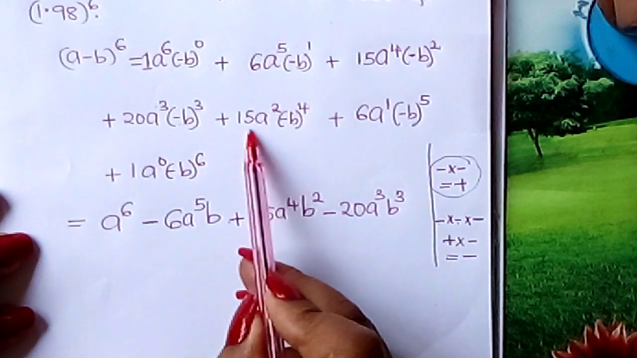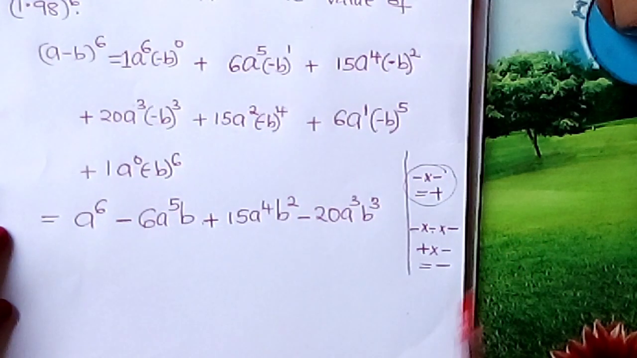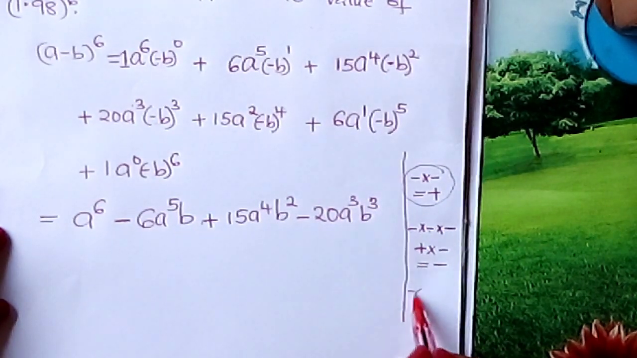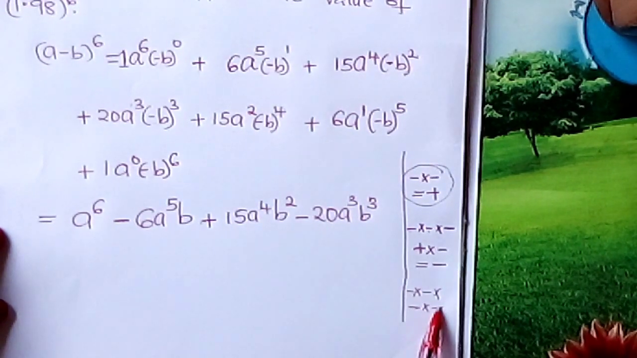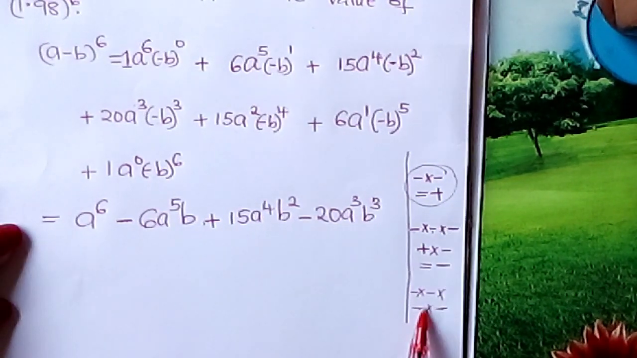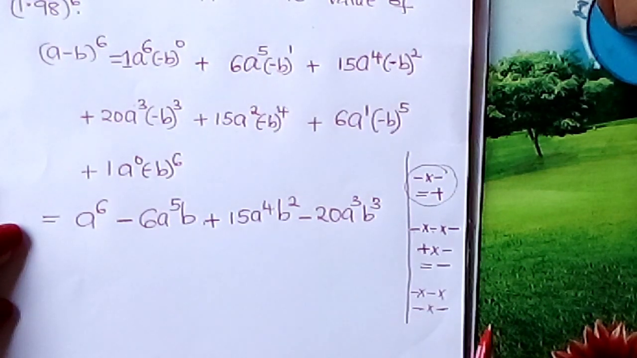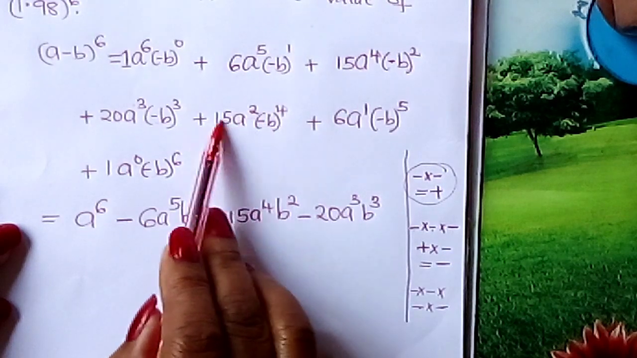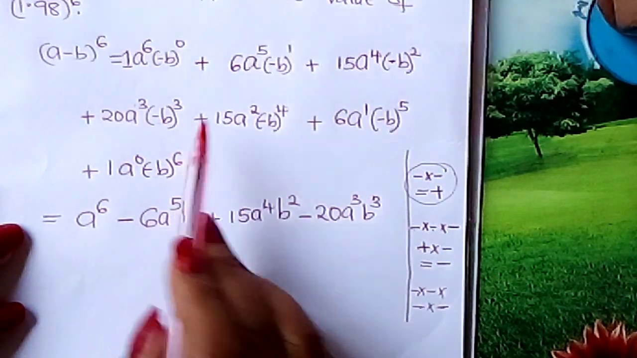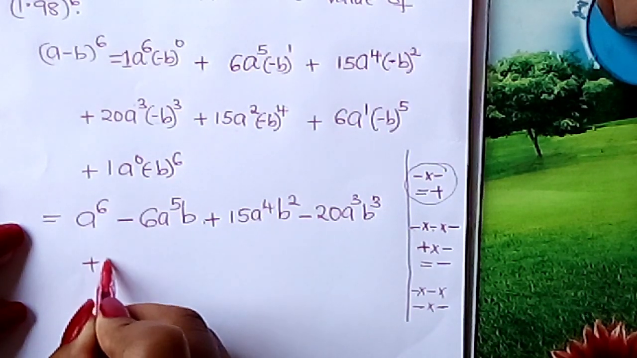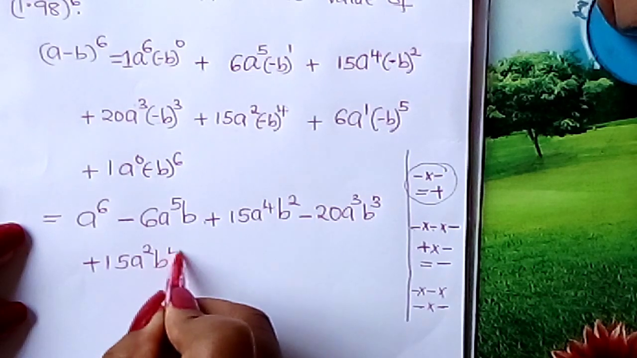We go to the fifth term here, learner. Minus raised to 4 is what? Again, you do the same thing. Minus times minus times minus times minus. This will give you positive. In other words, when minus is raised to an even power, the minus becomes positive. So this term here will carry a positive sign, sorry. So this is 15, so plus 15, a squared, b raised to 4.